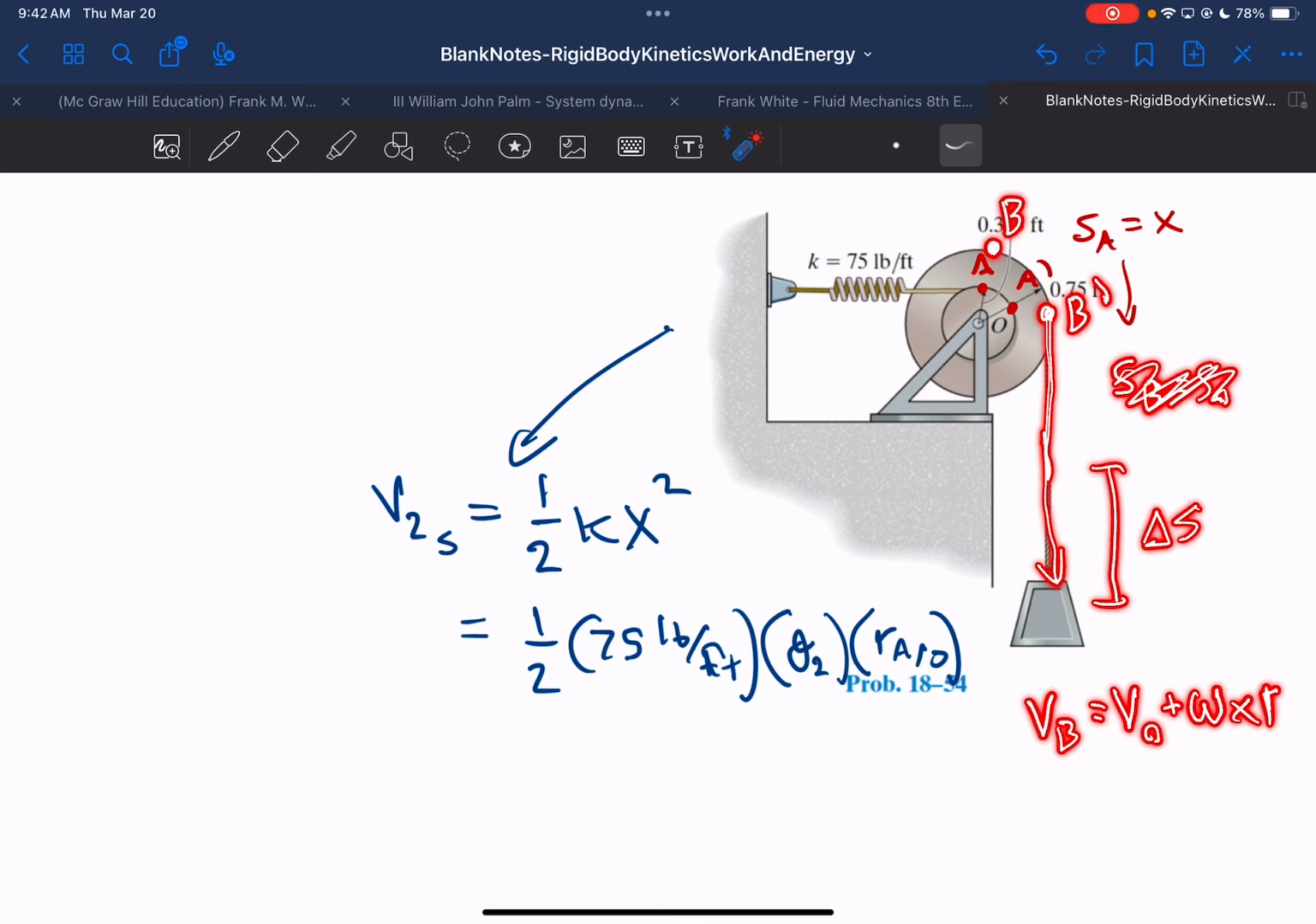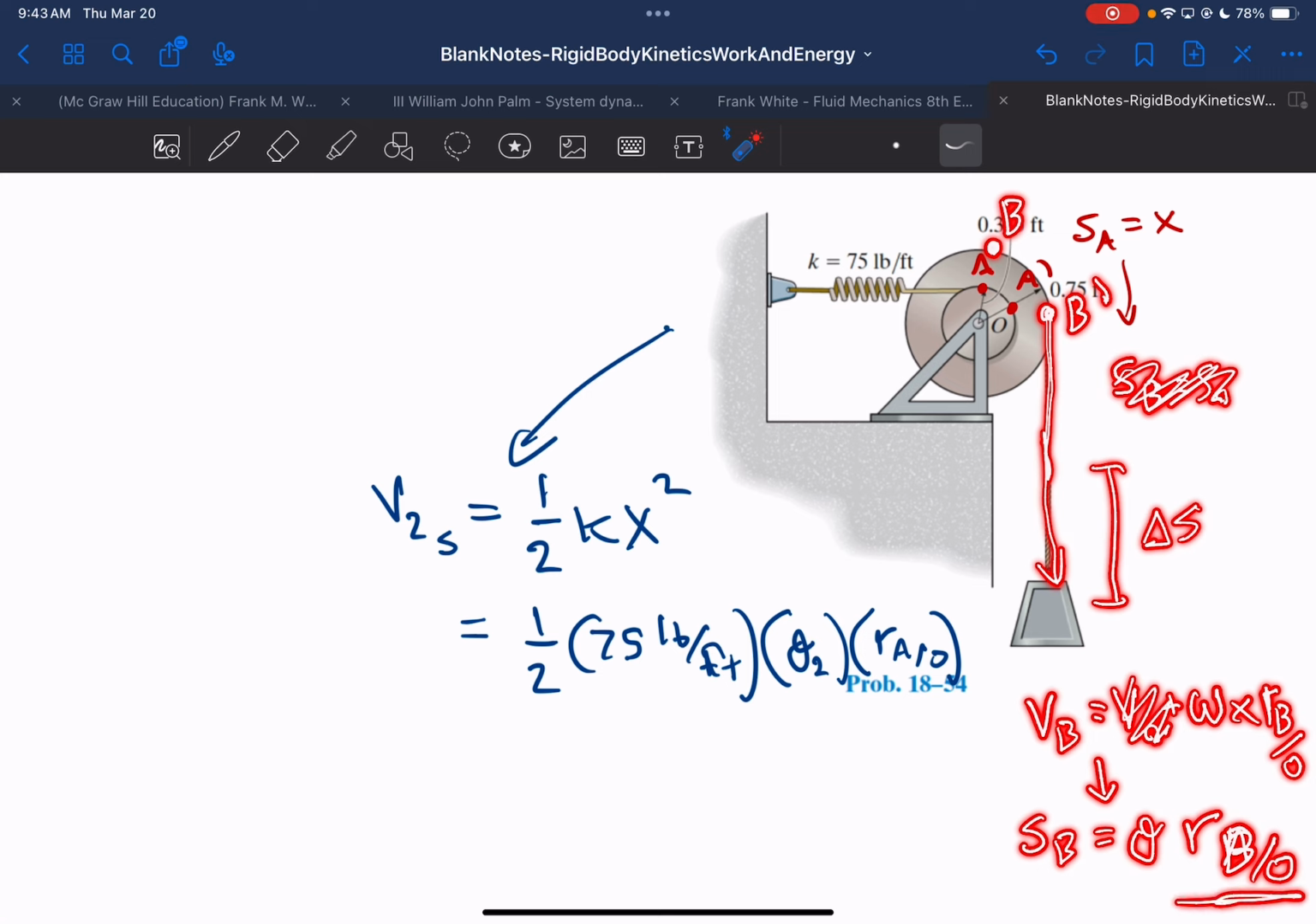So the velocity of my point B is equal to my velocity of point O plus my angular velocity cross my position vector of point B with respect to O. Agreed? Yes. V_O is 0. It's fixed. I get this equation, I integrate it, and I get S_B is equal to theta times R_B with respect to O.